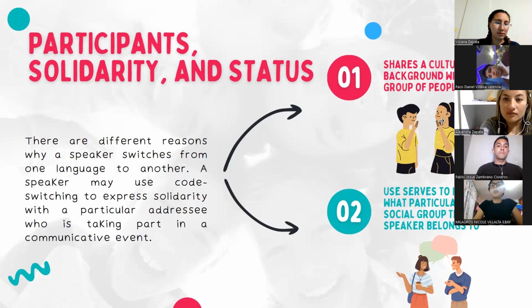two people who are from Mexico are talking, and then suddenly a third person comes who is from the United States. The Mexican people switch the conversation to English to interact with the American person. So that means solidarity with the third person to communicate, switching the languages.